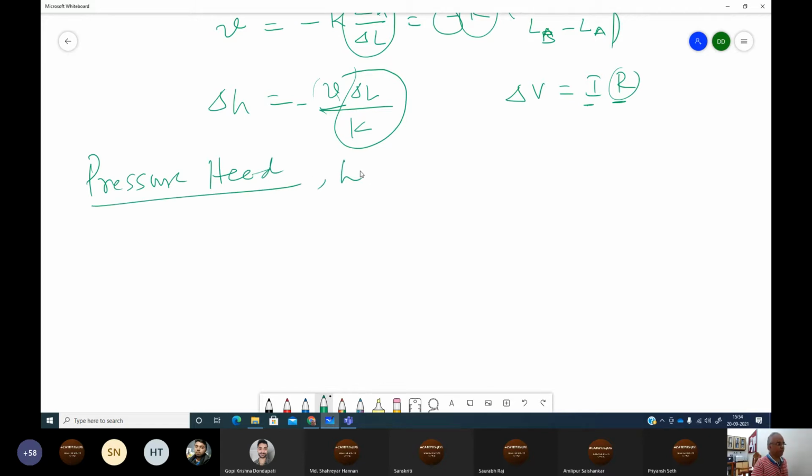Okay. Now this H is equal to some P by gamma, let's say W, plus V square by 2G plus some H. Now this is pressure.